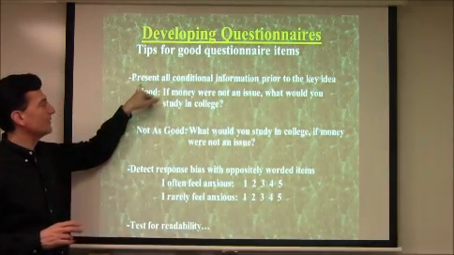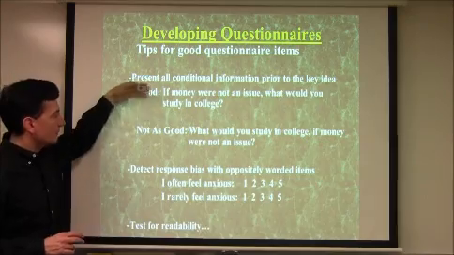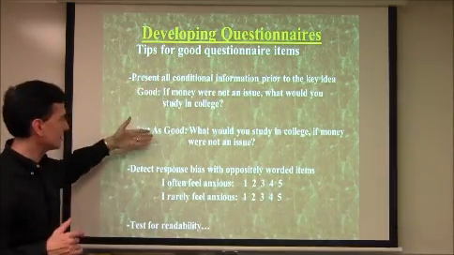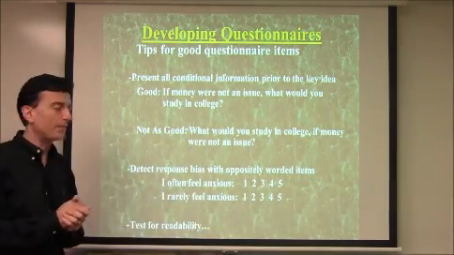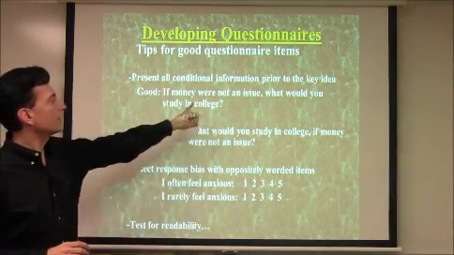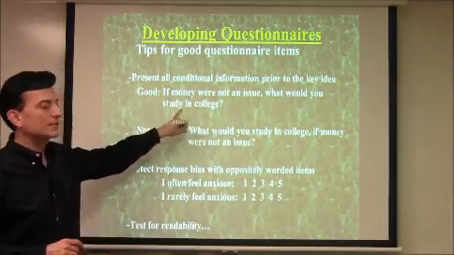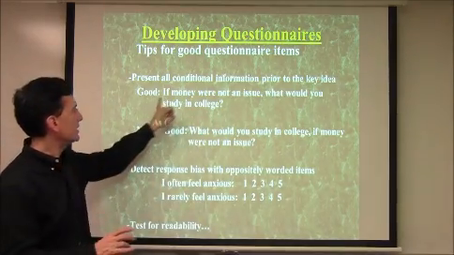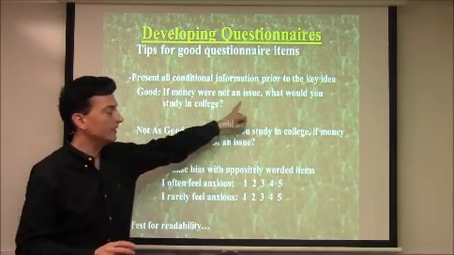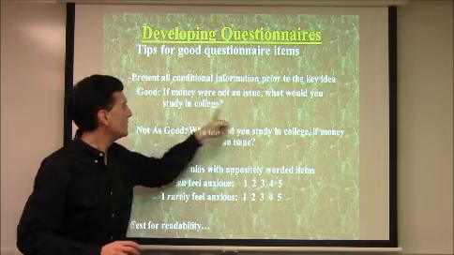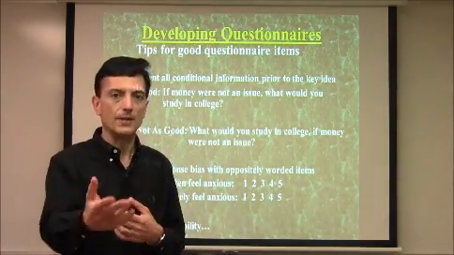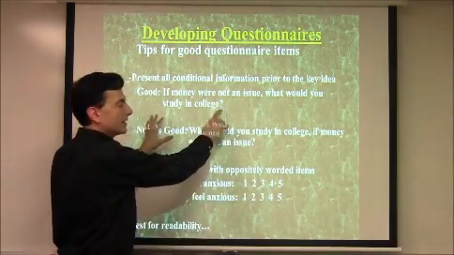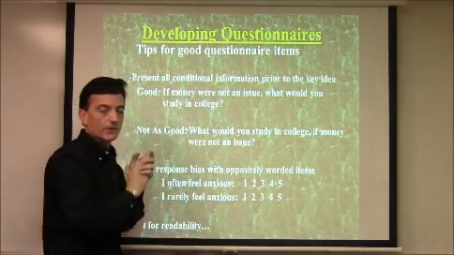Okay? So let's see if we can give you an example of a proper way to construct this and a less desirable way to construct this. So remember, present all conditional information prior to the key idea. If money were not an issue, what would you study in college? So here's the conditional information. If money were not an issue, comma, what would you study in college? That's really what we want to know. What would you study in college? And we're trying to prompt them for an answer about what they would study in college. So we put the conditional information first.